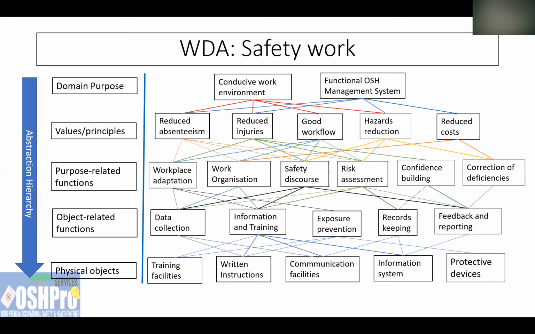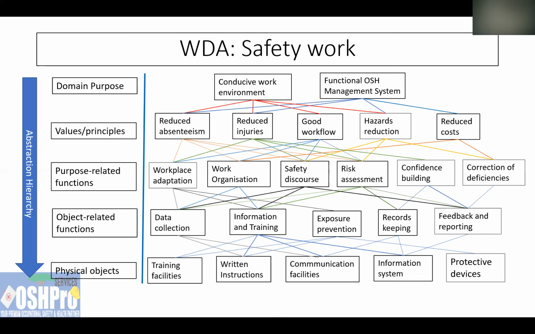We have to have the activities, and the activities which will do that function are that we have to collect data, we have to get information on training, and we have a system of feedback. If you see the black lines from the safety discourse going to data collection, information, and feedback, that is how we fulfill the function. So what we have here as object-related functions, these are the activities. And these are what we'll analyze in the activities analysis, in the cognitive work analysis.